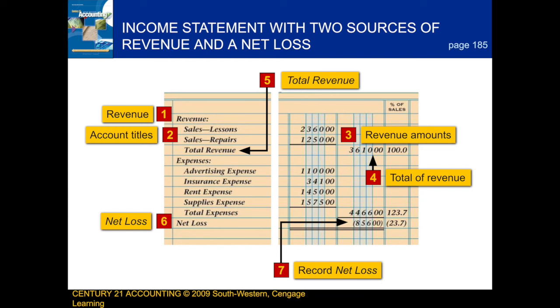Now, as you can see here, this number is written in parentheses. That's because if we take the total revenue and subtract it from the total expenses, it's going to give us a negative number, and we don't write negative numbers in accounting. Instead, we use parentheses to indicate that there is a negative number. Also, for the percentage of sales, we write that number in parentheses as well because we are dividing a negative number by sales. So we write the percentage in parentheses to indicate that there is a negative percentage given.